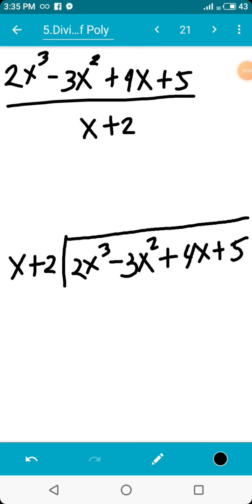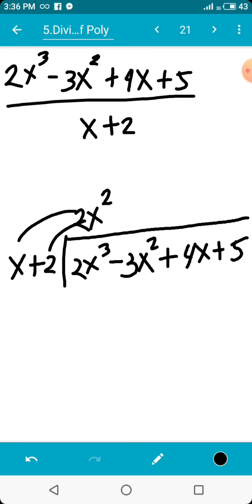Okay, so we have 2x cubed minus 3x squared plus 4x plus 5 divided by x plus 2. So, ang divisor natin ay binomial and we have two terms which is x and 2. Okay? So, gamitin muna natin yung unang method which is the long division. So, 2x cubed divided by x. So, we have 2x squared.